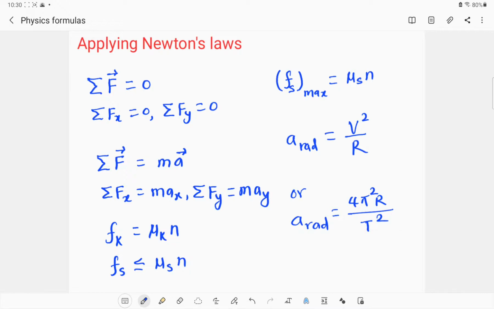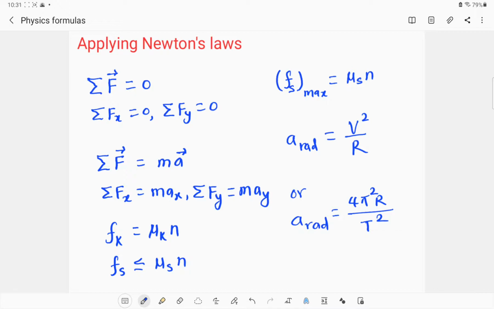What is the first law of motion? According to the first law of motion, if no external force is applied on the system or an object, then either it remains at its state of rest or it will continue its motion in one direction with constant velocity. That is the first law of motion.